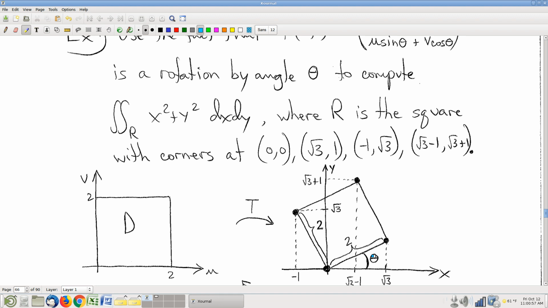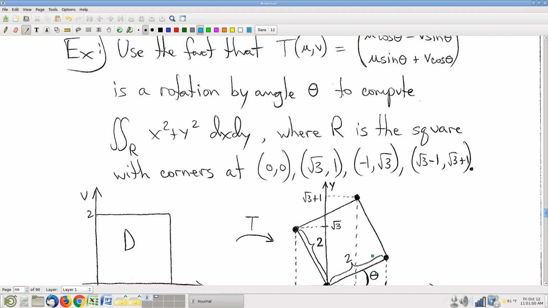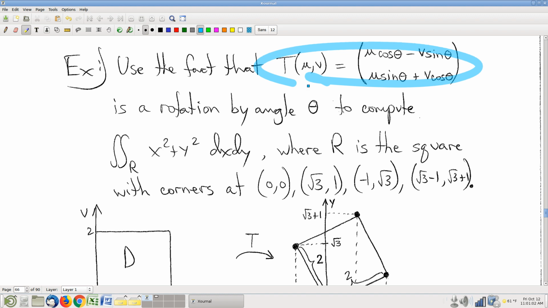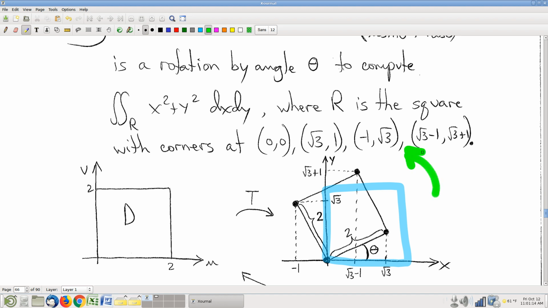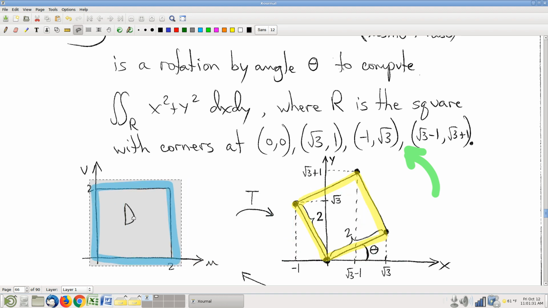That equation rotates it counterclockwise? It rotates counterclockwise. That's right. Exactly, which is what we're doing here. We're rotating that square counterclockwise to give us this square. Everybody on board? Okay. We're just viewing this square in the UV plane over here.